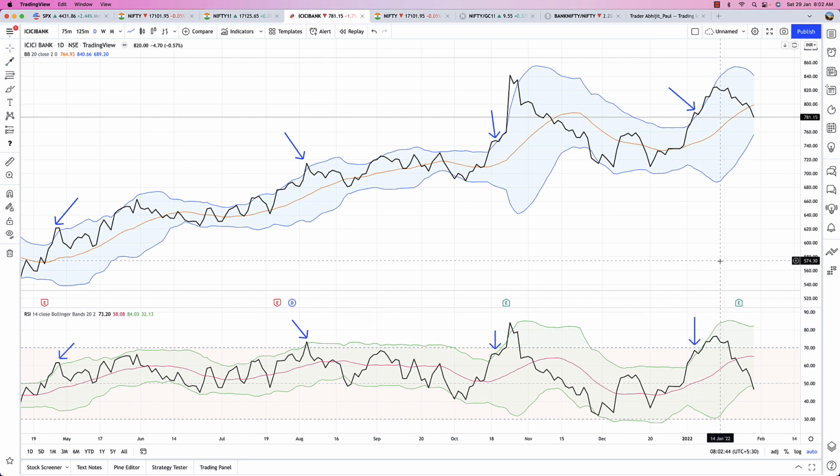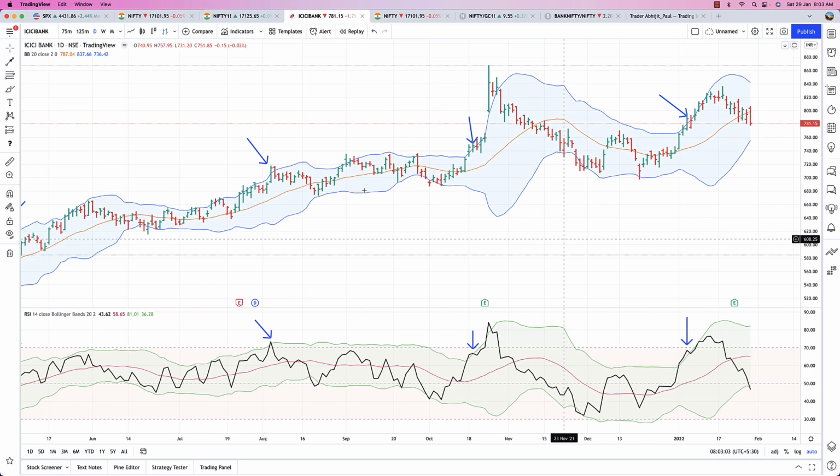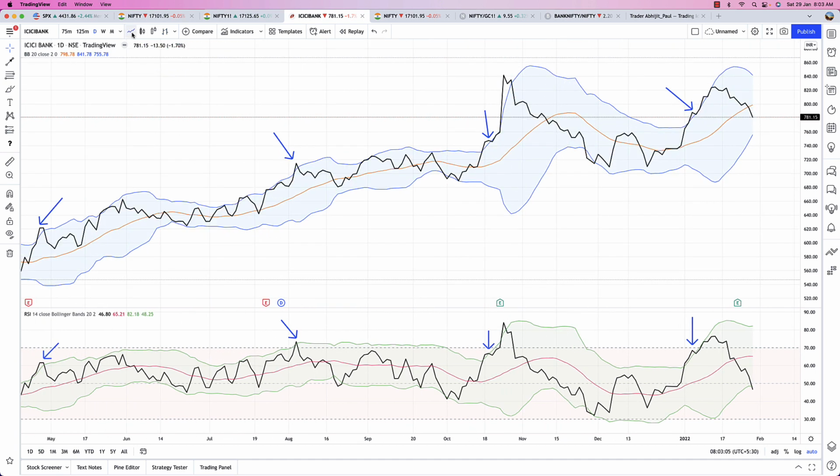A better approach would be, okay, price and RSI both have gone outside 2 standard deviation. So now there are chances of the prices to correct. And so now I will act upon price. So take the signal from price. Both the price and RSI outside Bollinger Band creates a setup, creates a possibility, not a trade.